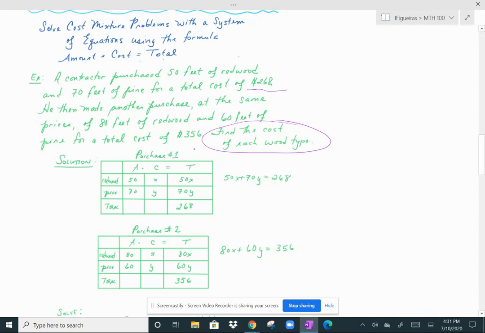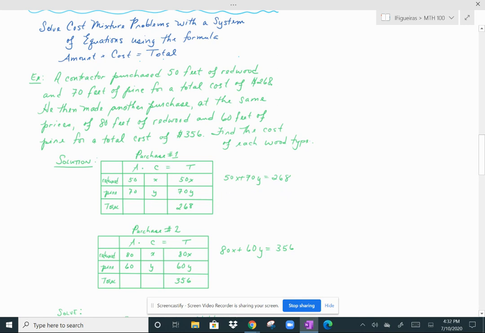So remember, in the total column, it's amount times cost. So 50x is the cost of the redwood, 70y is the cost of the pine, but the total cost is $268. So you add those two amounts and you set it equal to $268. So that's actually your first equation, 50x plus 70y equals $268.